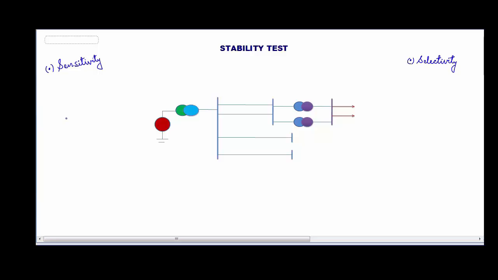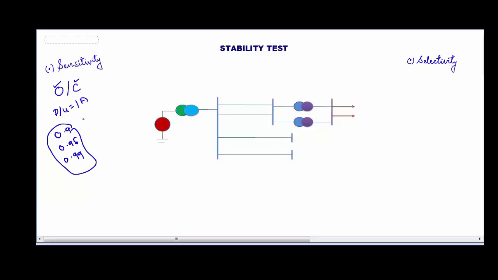Let us suppose that we have a protective device which is of overcurrent nature. It means that its actuating quantity is current, and it is going to operate if it is measuring a value of current which is over the pickup value. For its operation we define a pickup value, and let's say the pickup value is 1 ampere. It means that the relay is going to operate if it is measuring a value of current which is more than 1 ampere. So if it is measuring a current of 0.9 ampere, 0.95 ampere, or even 0.99 ampere, the relay is not going to operate.